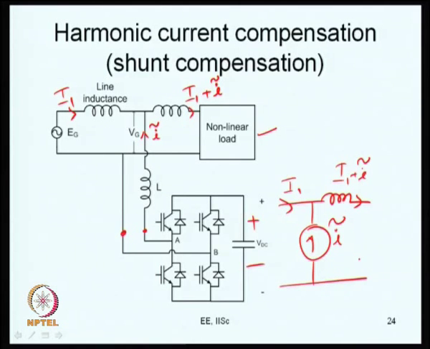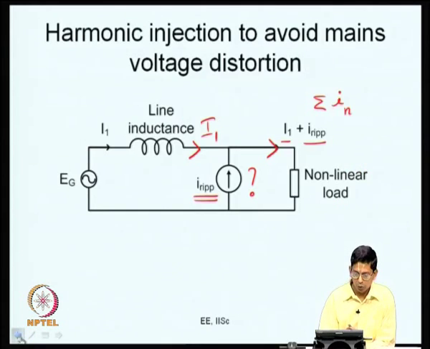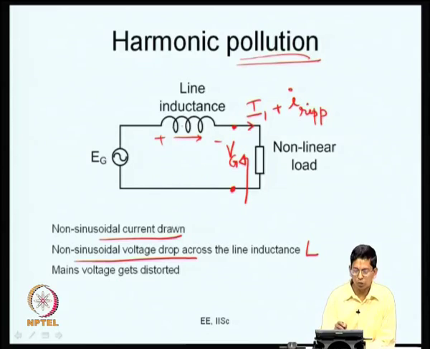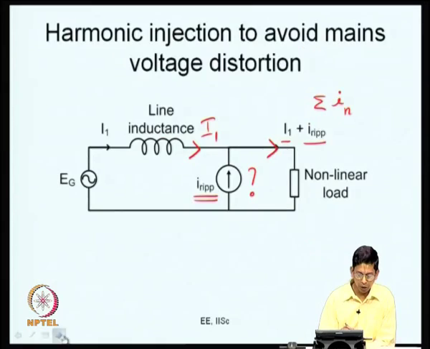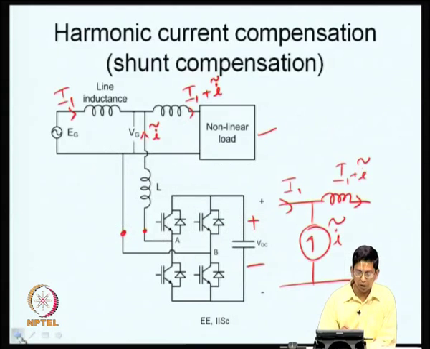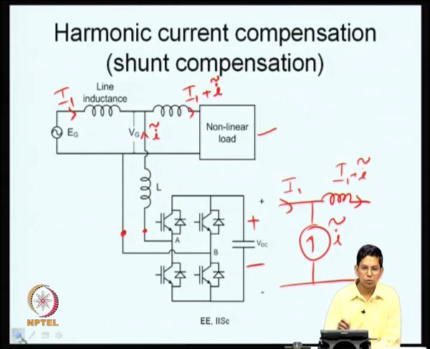So, what is the benefit of doing this? As I said, you are drawing only sinusoidal current from the mains, and therefore you are not going to result in the kind of harmonic pollution which we talked about earlier. So, the line inductance will only see a drop due to the fundamental current, and therefore this mains voltage V g here is going to be sinusoidal. It will not be non-sinusoidal as seen by the other loads. This way you are able to prevent harmonic pollution. So, this is shunt compensation, you are injecting something in shunt.